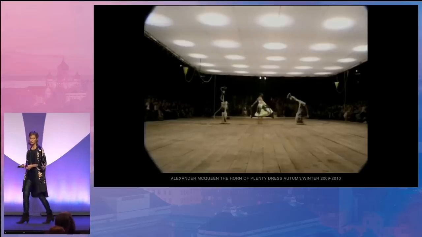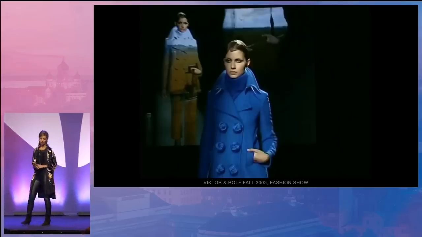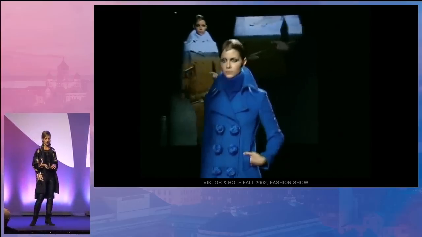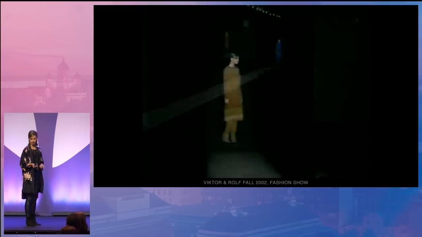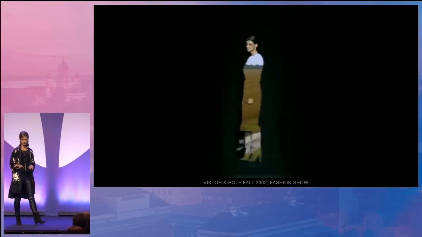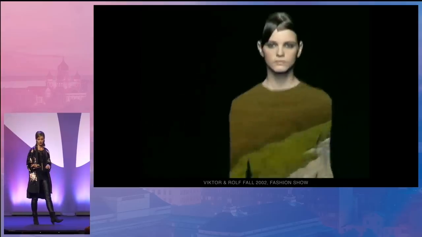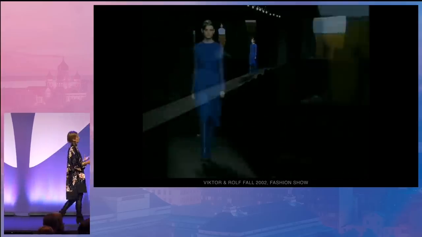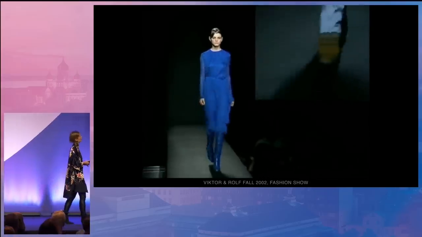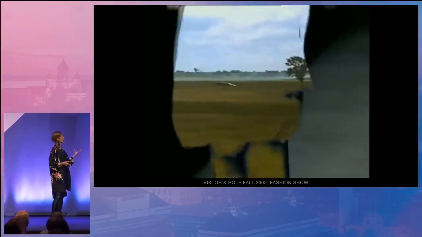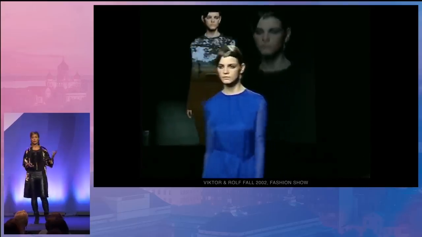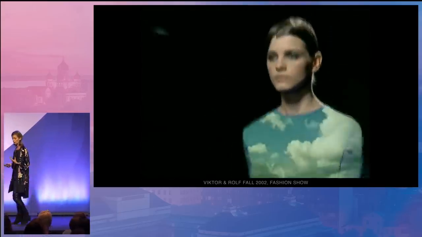Right? The other very famous runway in the history of fashion is Viktor and Rolf, fall 2002. And these are clothes that are made out of blue screen, and in them you have a projection of a landscape. Beautiful, right? So it's all about an idea.